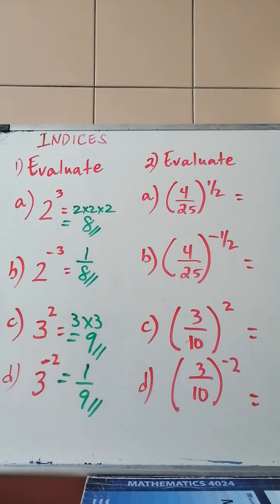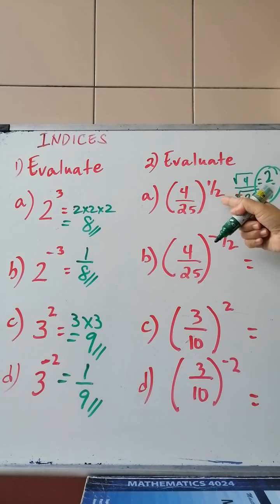Okay, how about for number 2? Evaluate bracket 4 over 25 to the power of 1 half. If our index is 1 half, it means we need to find the square root of the number, which is square root of 4 over square root of 25. What is square root of 4? It is equal to 2, and square root of 25 is 5. So our final answer is 2 over 5.